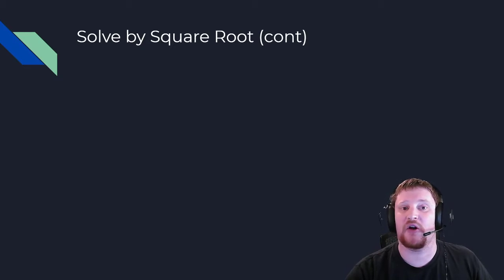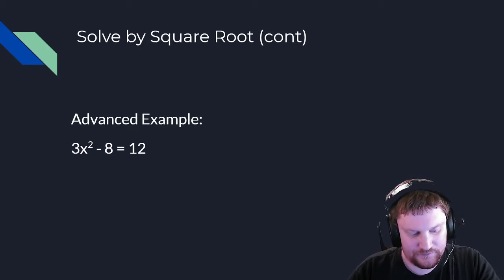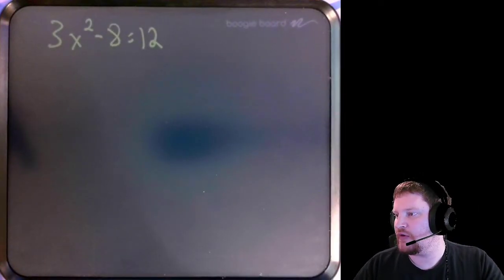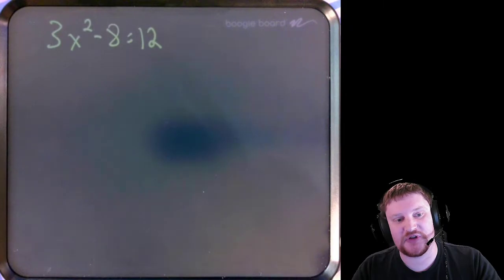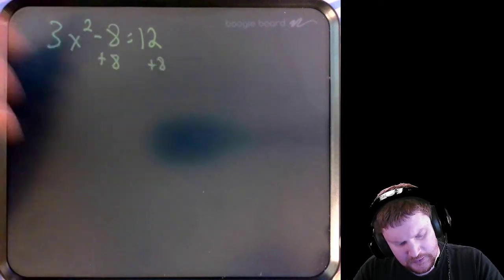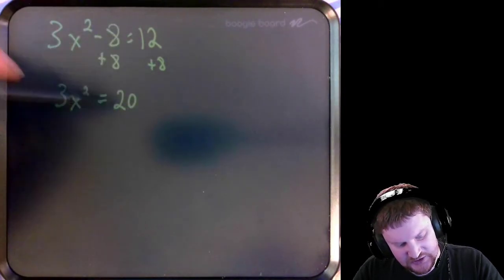Unfortunately, as you guys know, not all of them are going to be that simple. Here's an advanced example: 3 times x squared minus 8 equals 12. Let's go ahead and move over to the document camera. 3x squared minus 8 equals 12. Well, PEMDAS backwards says we start with addition and subtraction. We have minus 8 here, so we're going to add 8 to both sides. That gives us 3x squared equals 20. 12 plus 8 is 20.